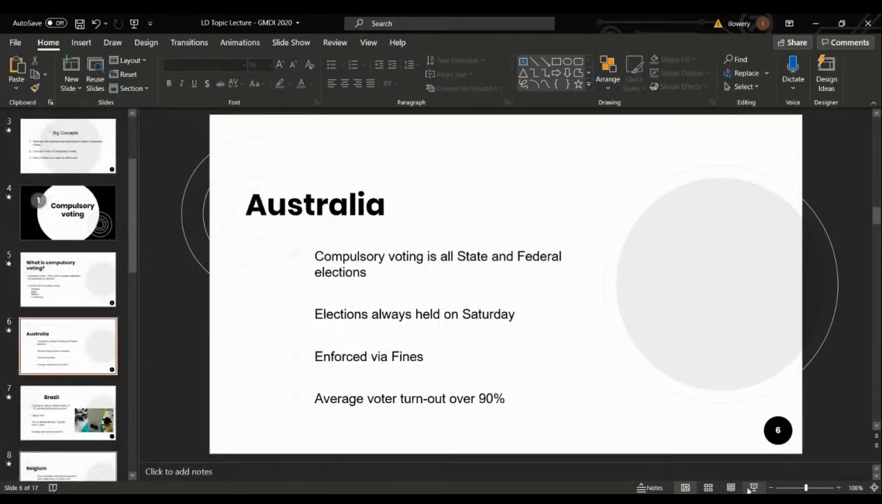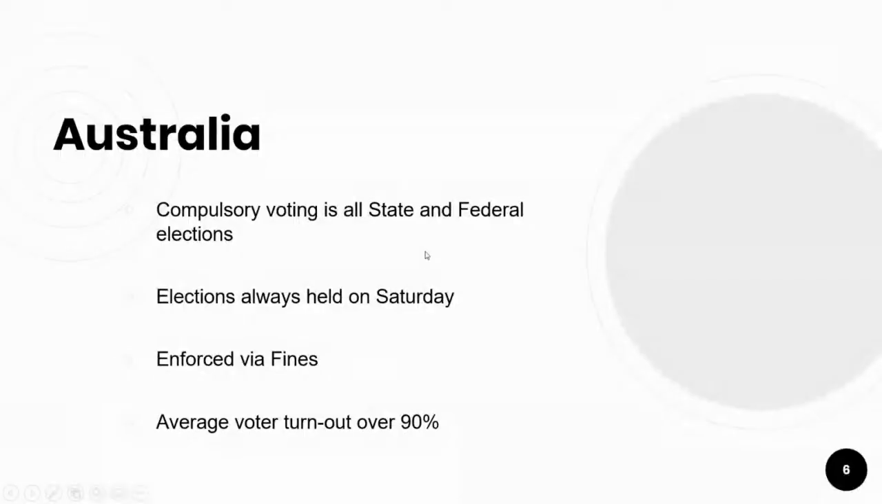All right, so compulsory voting in Australia. Here's basically what it looks like. Voting is compulsory for all state and federal elections. Elections are always held on a Saturday to make sure that as many people as possible can participate. It is enforced using fines of, what was the exact amount? I think about 10 Australian dollars per missed ballot. And it has an average voter turnout of about 90%.